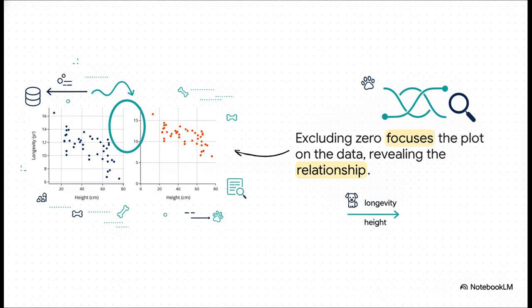Look at the scatter plot showing dog longevity versus height. On the left, the axes are zoomed in on the actual range of the data. Now compare that to the plot on the right, which forces both axes to start at 0. See all that empty white space in the bottom left corner? It adds 0 information. All it does is squish the data points together, making that negative relationship between height and lifespan much, much harder to see. So for scatter plots, focusing the axes is often the way to go.